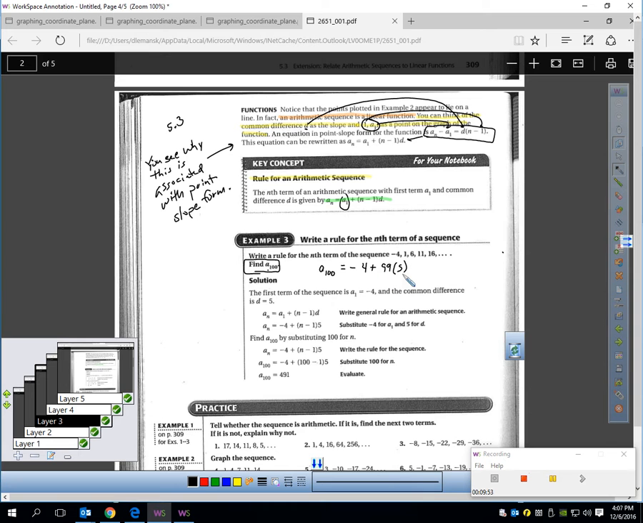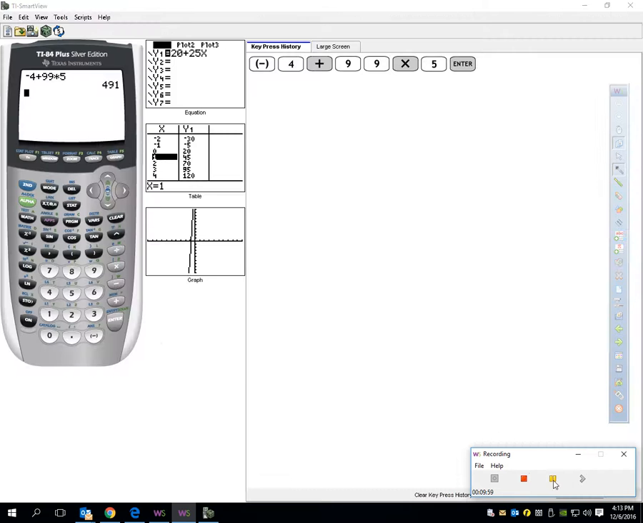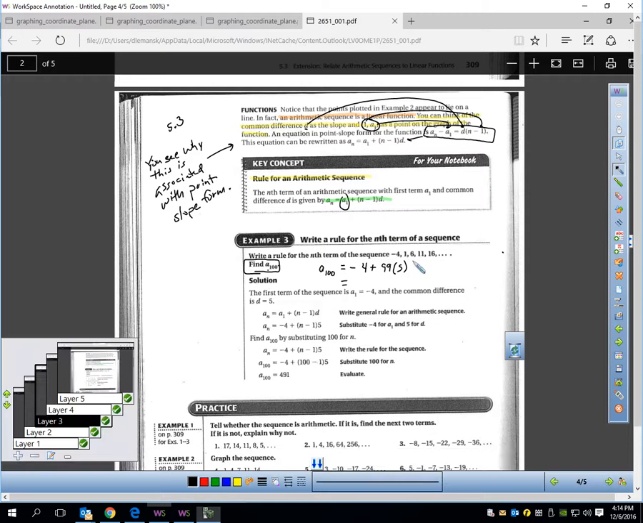If you figure that out, you will get the 100th term. So let's put that in our calculator. You can see here I put negative 4 plus 99 times 5 in my calculator, and I figured out that the 100th term of the sequence should be 491. So let's go back and write that in. So the 100th term should be 491. That's how I can find the 100th term.